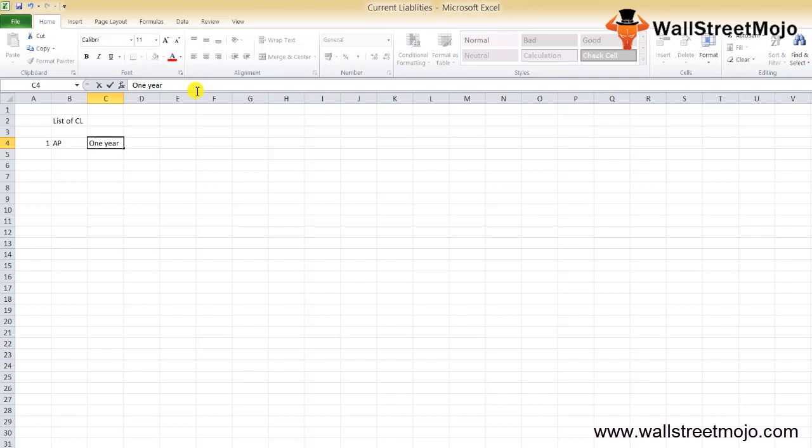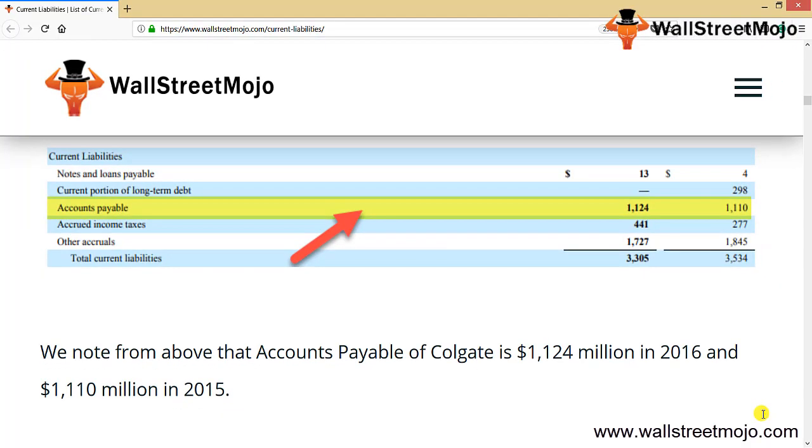So here is a current liabilities example that I'm going to show you. This is Colgate's extract of current liabilities. We note over here that the accounts payable is 1124 and in the previous year it was 1110. So the accounts payable has significantly increased as compared to 2015.